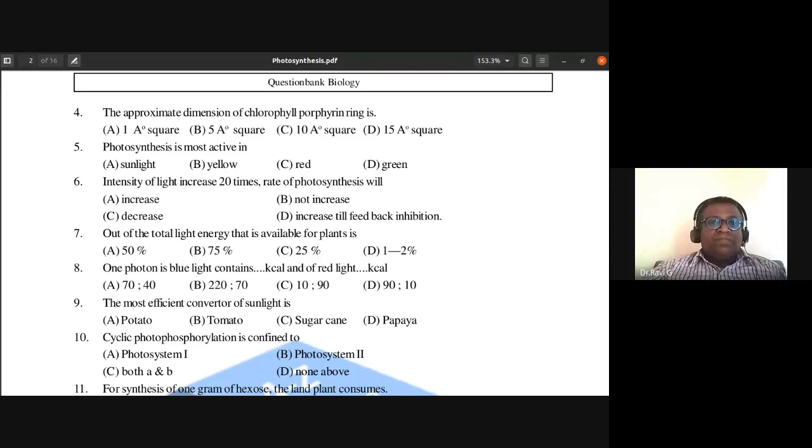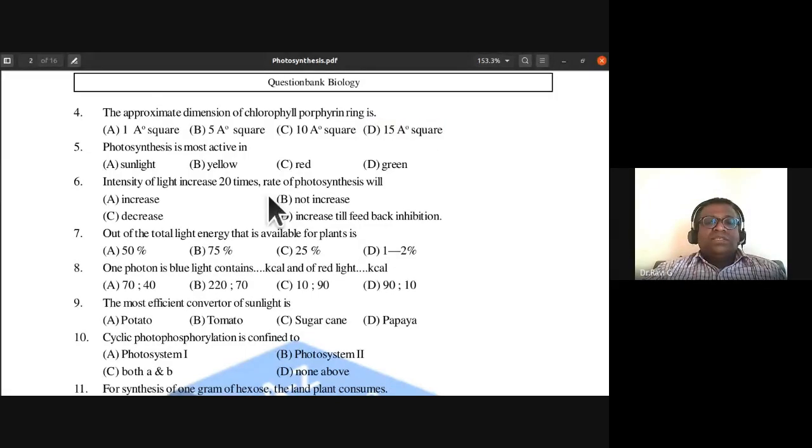So the fourth question: the approximate dimension of the chlorophyll porphyrin ring is? Again, we have not discussed this in our regular classes, isn't it? The approximate dimension of the chlorophyll porphyrin ring is 15 angstrom square. 1 angstrom is equal to 10 to the power of minus 10 meter.